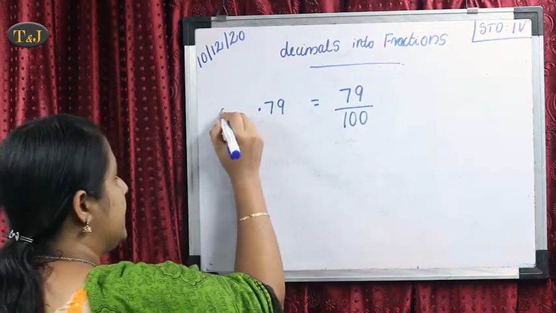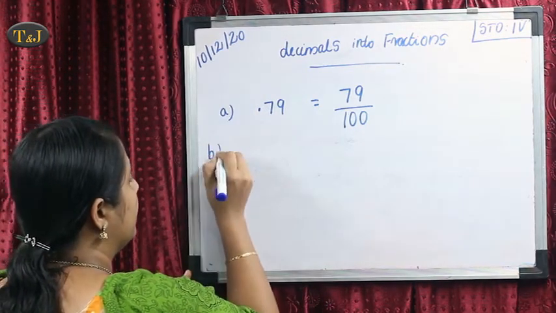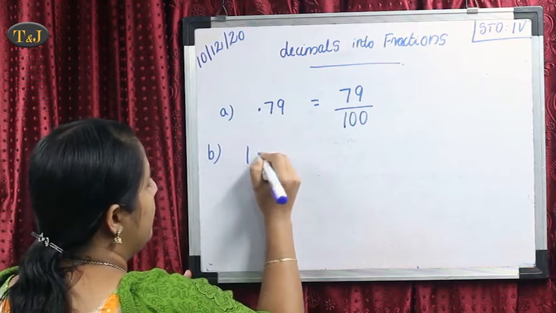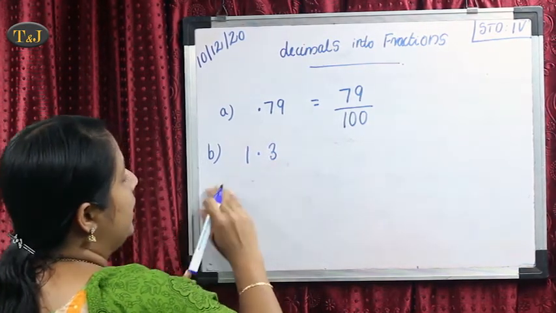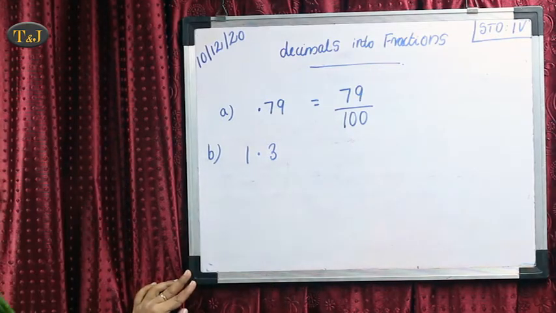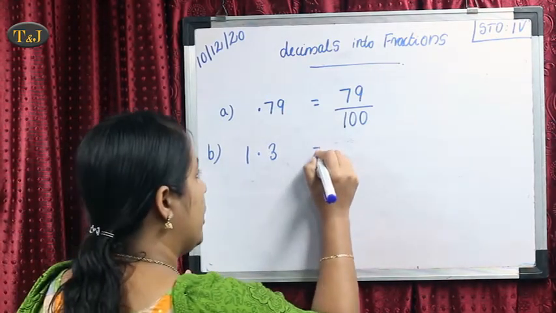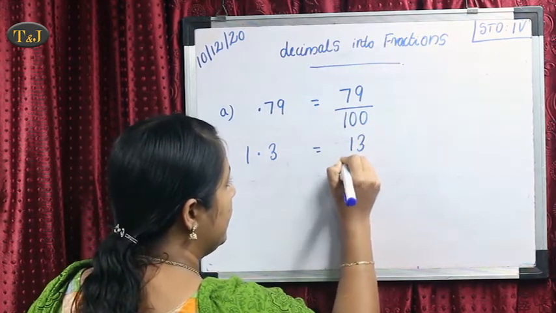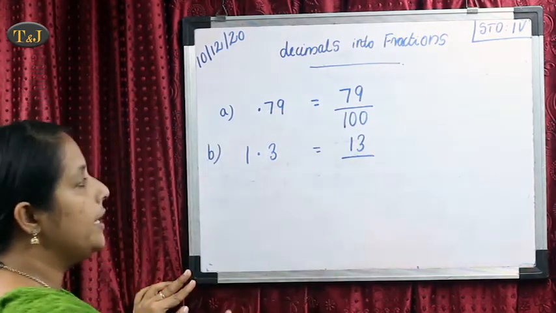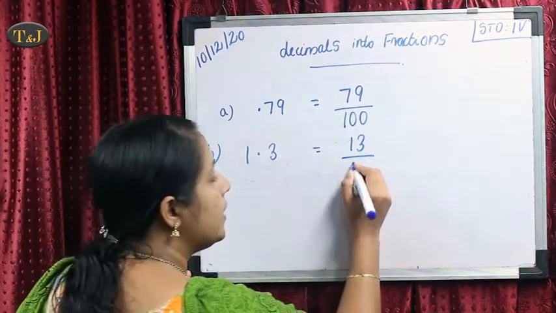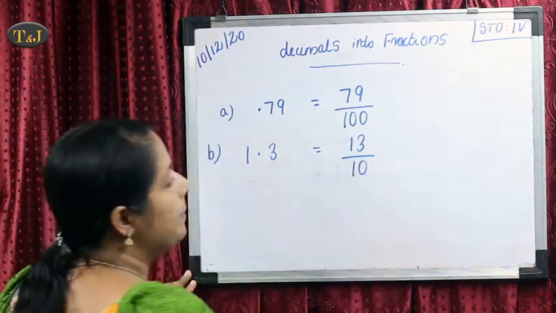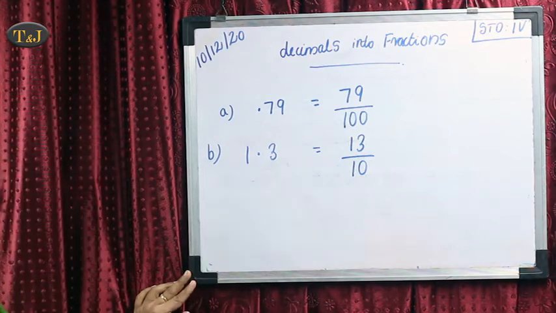Okay. Then our second example. Take the number 1.3. First we write the number without the point, that means 13. Then after the point, how many digits are there? There is 1 digit. So our denominator contains 1 zero. So 13 by 10. 1.3 equals 13 by 10.